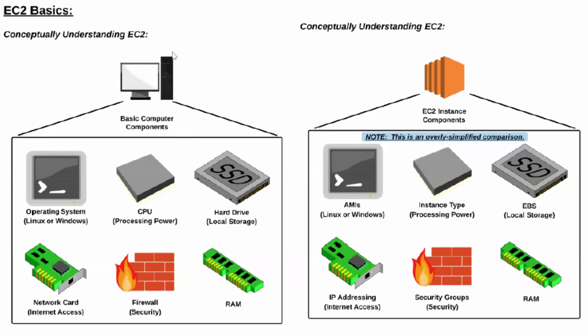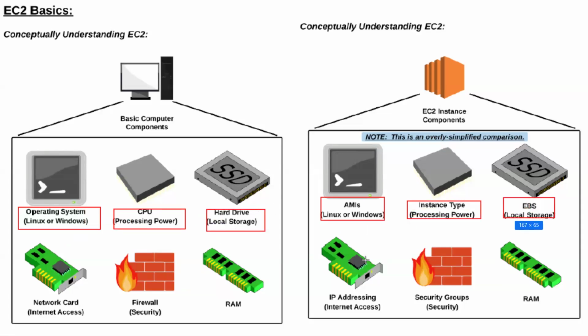In a laptop, we call it an operating system, but in a server, it's an AMI. Here is a CPU. Here is an instance type. Here is a hard drive. Here is an EBS. Here is a network card. Here is an elastic IP. Here is a firewall. Here is a network security group. Here is a RAM. The naming conventions are different, but we are going to be using the same type of thing.